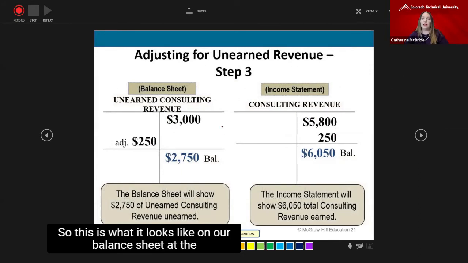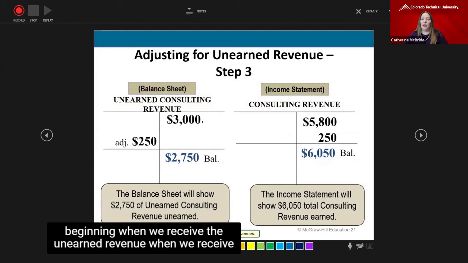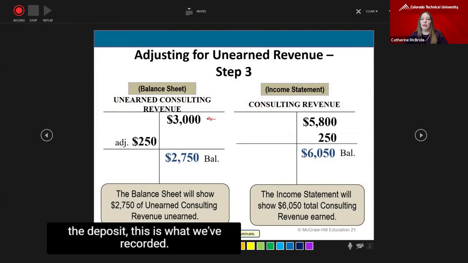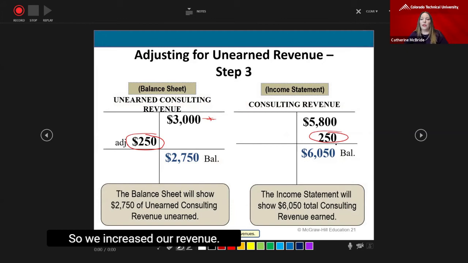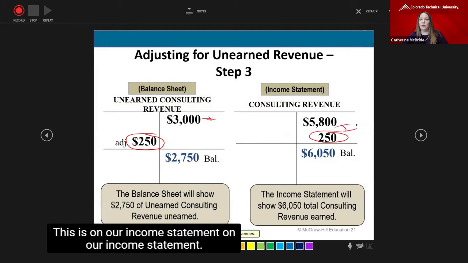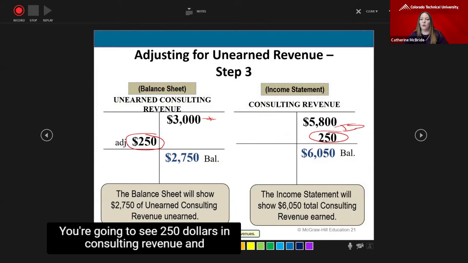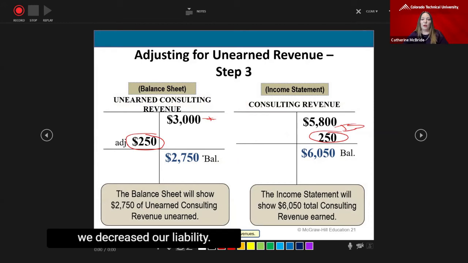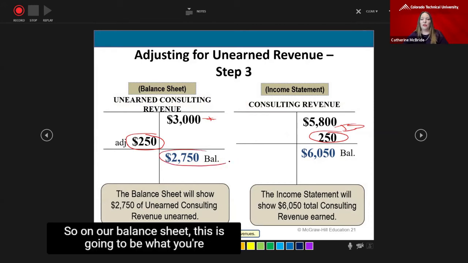On our balance sheet at the beginning, when we receive the unearned revenue, when we receive the deposit, this is what we've recorded. We're going to reduce our liability with the debit, and we're going to increase our revenue with the credit. So we increased our revenue. This is on our income statement. On our income statement, you're going to see $250 in consulting revenue. And we decreased our liability. So on our balance sheet, this is going to be what you're going to see as the total for this liability.